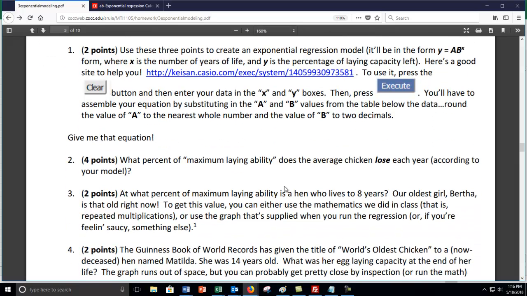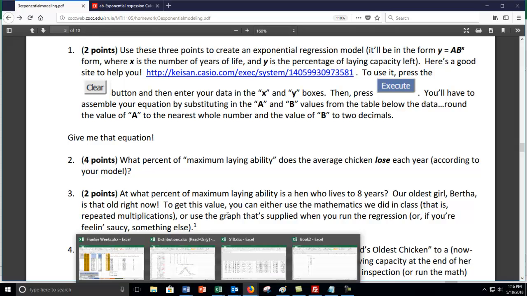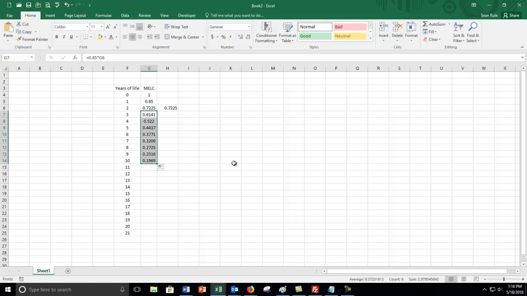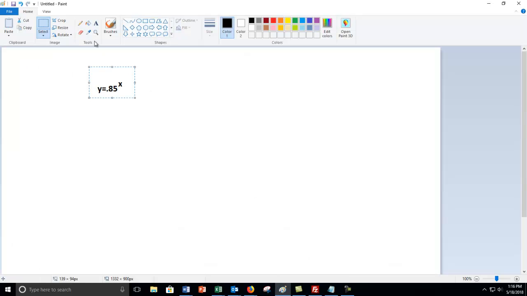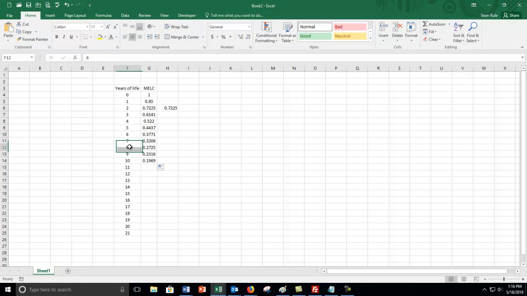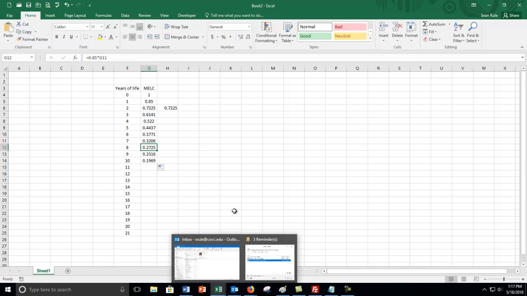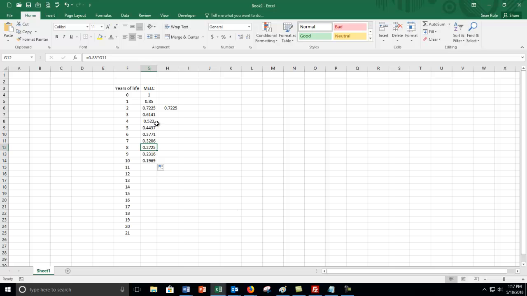What percent of maximum laying ability is a hen who lives to 8 years? That's our Bertha currently. This is going to be fun. I'll have to update this quiz each year, I guess. So at 8 years, I'm going to use my spreadsheet. You can also just throw the number 8 into your equation over here. You can put just 0.85 to the 8th. But since I have it already, 8 looks like about 27%. She's down to about 27%, which I think of as she lays an egg every 4 days, 25% of the time. They usually lay about 1 egg a day when they're down here in their maximum or partially maximum egg laying capability.